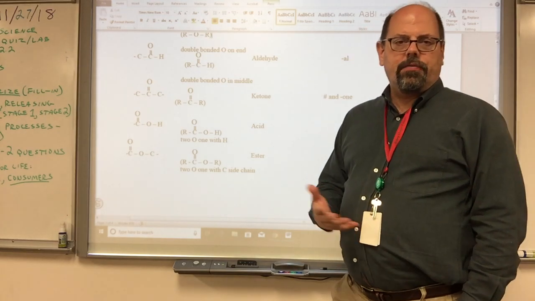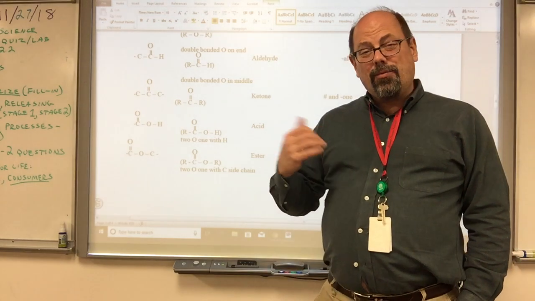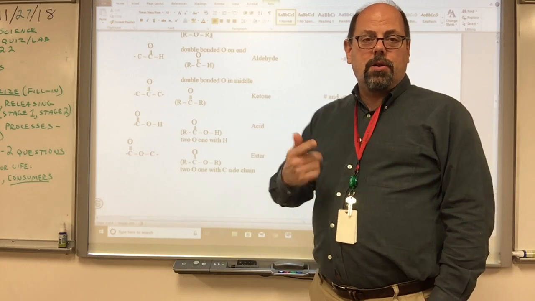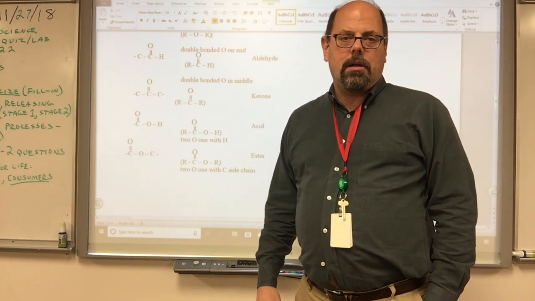So those are the different kinds of families that carbons can have with oxygen. See if you can at least recognize those or draw a few based on these notes and what's given in line. Thanks.